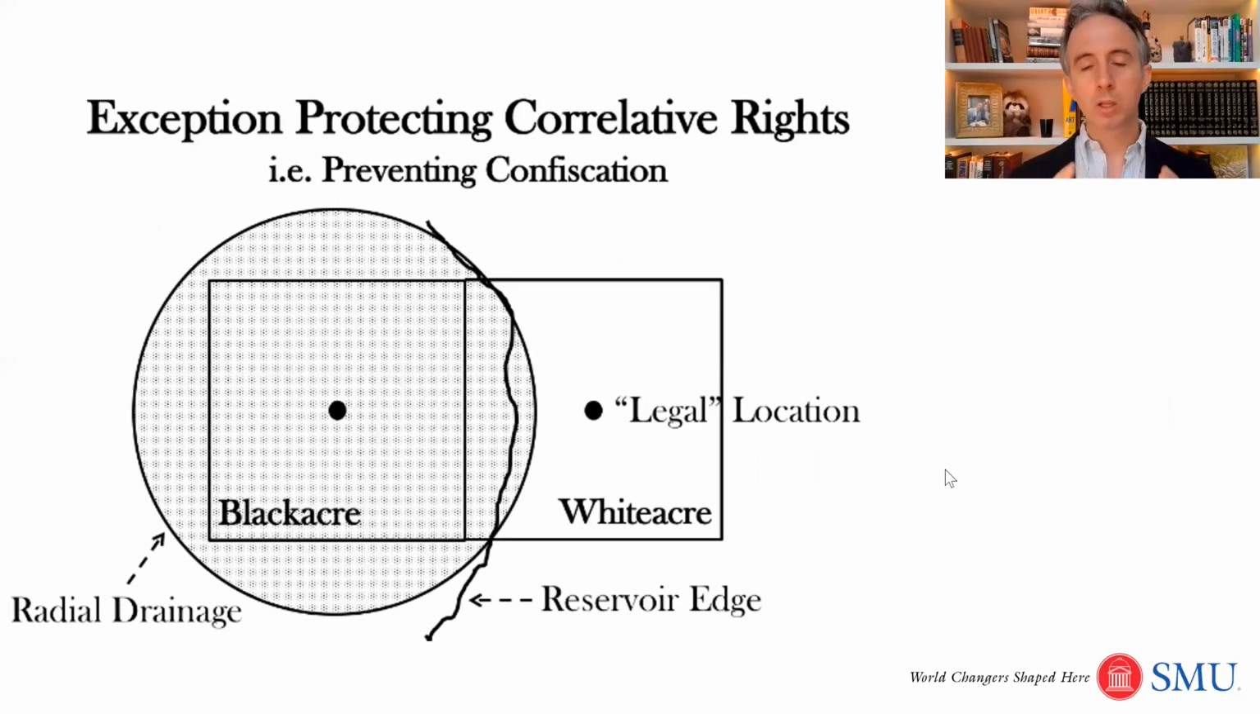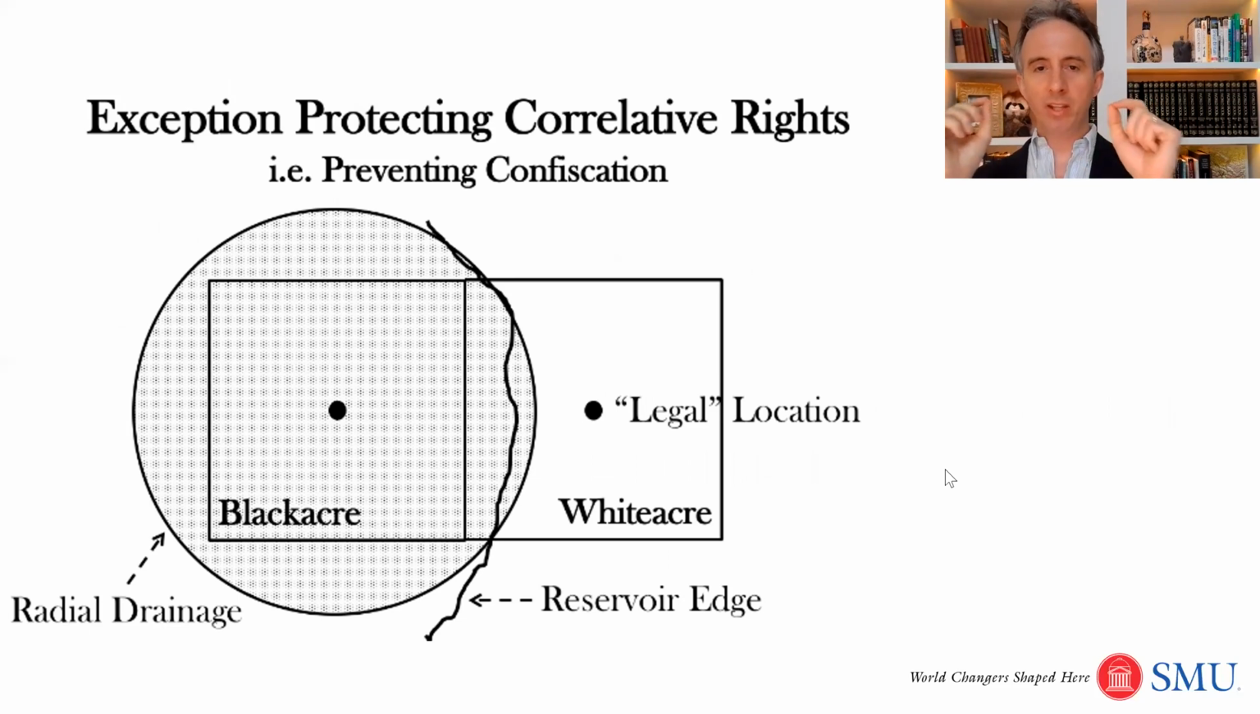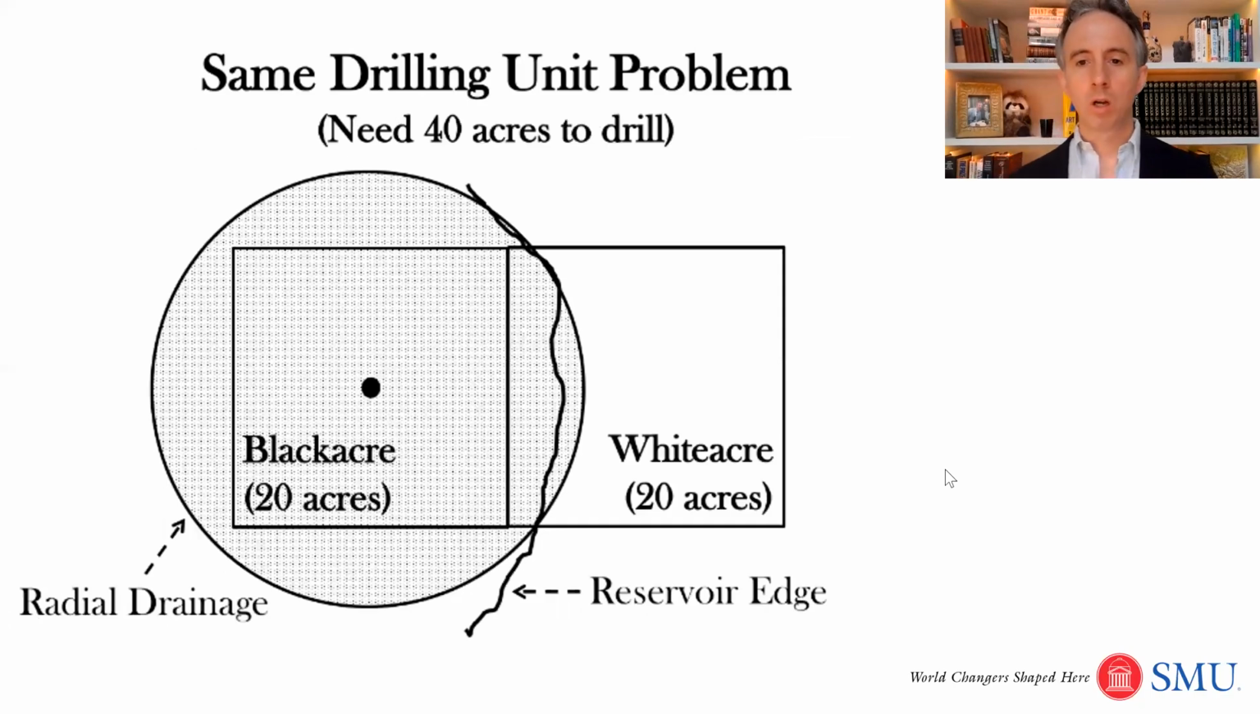Last video, we looked at this example and we said, okay, imagine that in this particular field, you get to drill a well every 20 acres. Black acre is 20 acres, white acre is 20 acres. That's great, they both get a well. There might be problems with white acre needing an exception well, but the basic reality that both sides get one well makes a lot of sense. But what if, instead of needing 20 acres to drill, in this field, you need 40 acres to drill? So you need 40 acres to drill, black acre is just 20 acres, and white acre is just 20 acres.